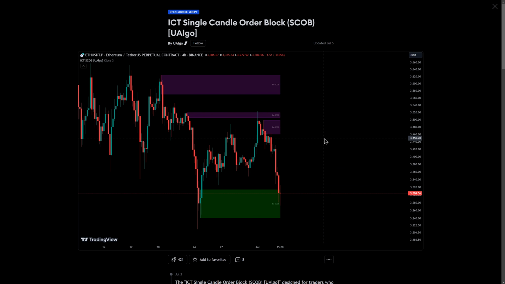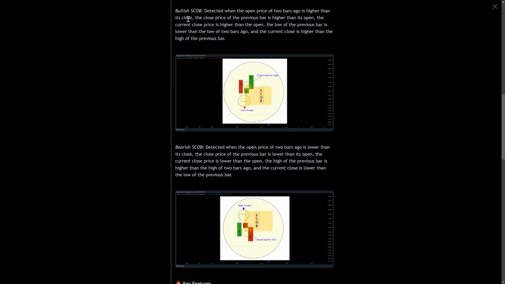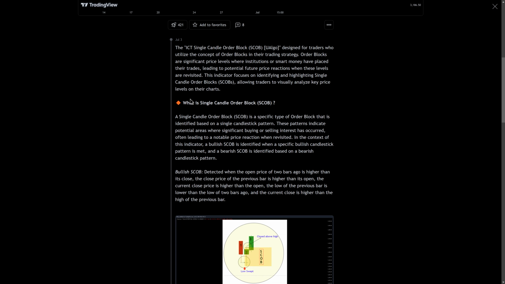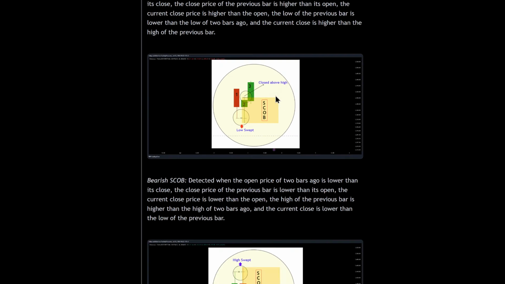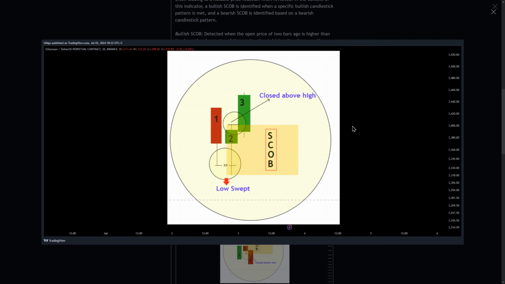Now, just like any concept in trading, we're gonna have bullish SCOBs and bearish SCOBs. For the rest of this video, I may refer to single candle order blocks in their abbreviated short form, which is SCOB. Now, how exactly is a bullish single candle order block formed? Or should I say, how exactly is a bullish SCOB formed? Well, these are the characteristics.